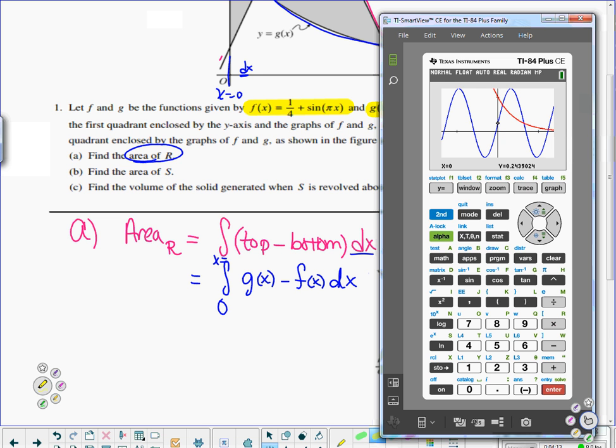This is looking so much better, isn't it? I can see here's that left part that we're interested in, and then we've got this other right region that's in our picture. So I'm happy with my graph.